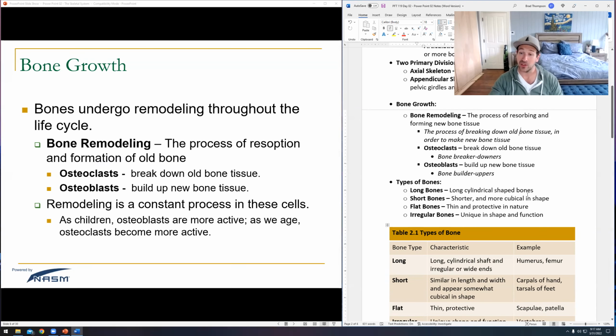So that's where our osteoblasts and our osteoclasts come in, right? Osteoblasts are going to build it up. The osteoclasts are going to get rid of all the deteriorated bone, right? You would think that osteoclasts are kind of the bad guy in this scenario, but we do actually want them to come along and break down that bone tissue because it's ineffective.